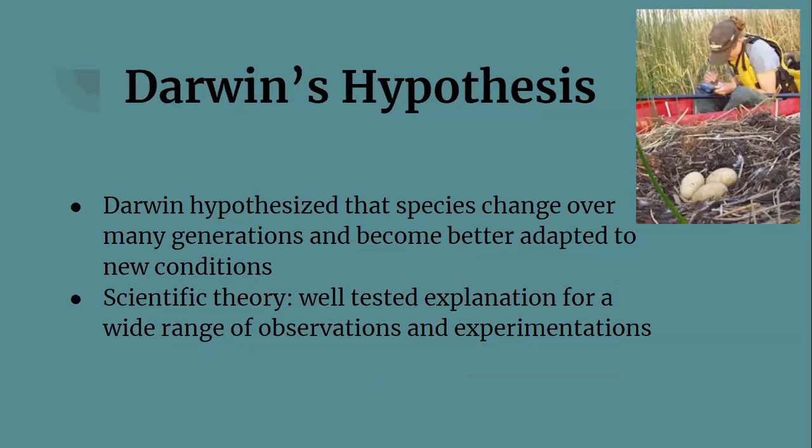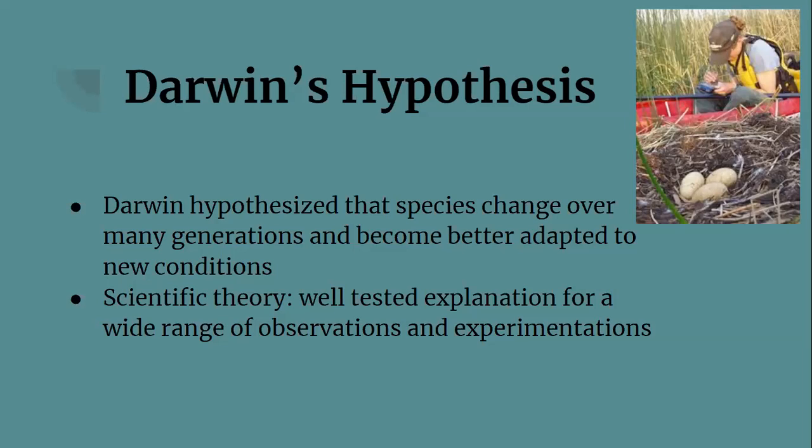All right. So Darwin thought about what he had observed during the voyage of the Beagle. During this time, Darwin was convinced that organisms change over time, but he wanted to understand why or how that happens. Darwin reasoned that plants or animals that arrived on the Galapagos Islands had faced conditions different from those on the nearby mainland. So Darwin hypothesized that species change over many generations and become better adapted to these new conditions.